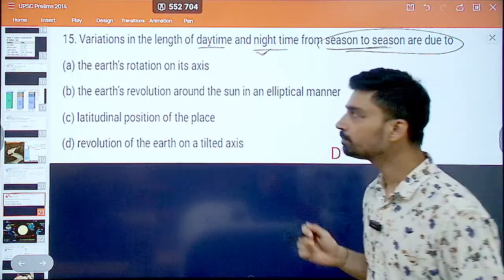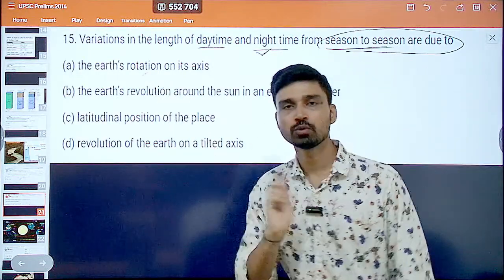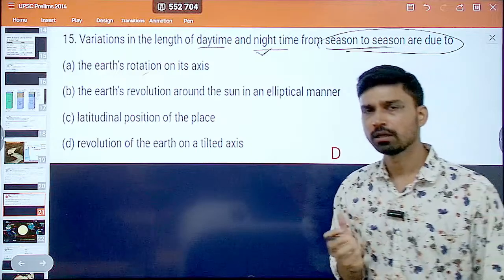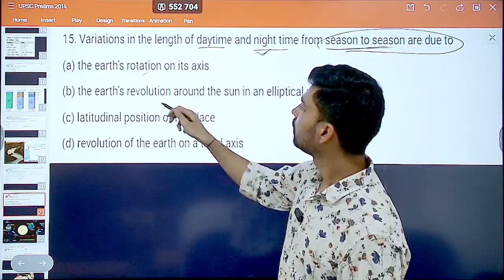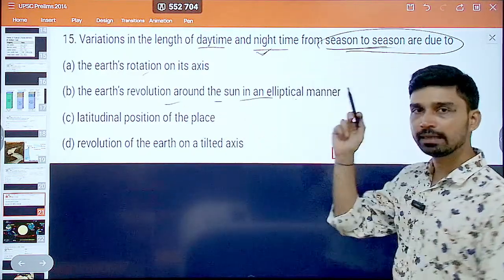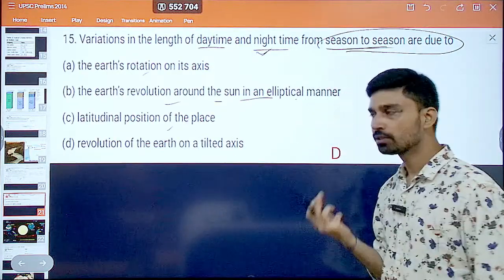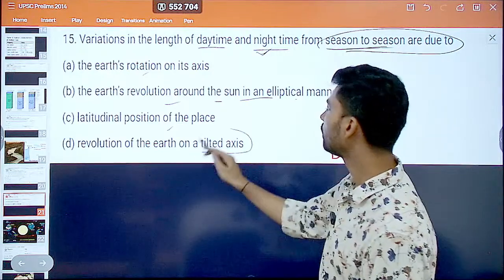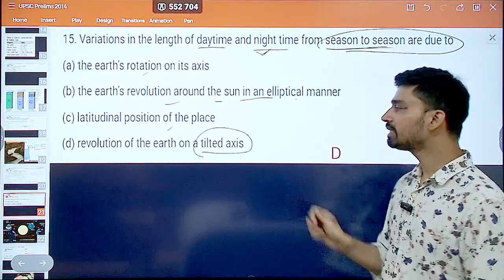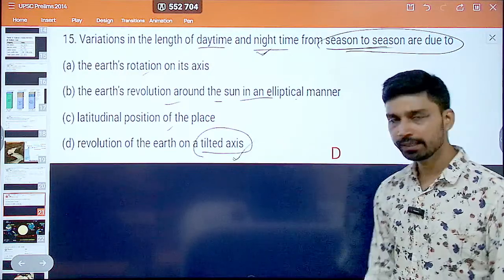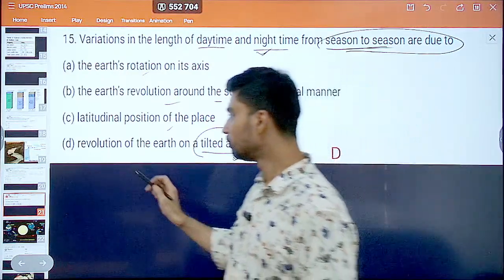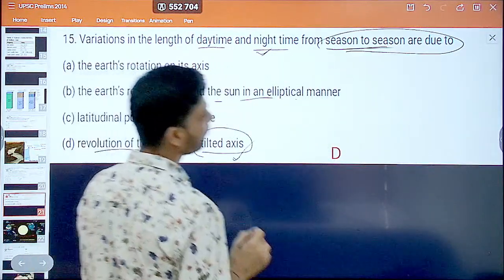4 options are given. First, Earth is rotating on its axis in roughly about 24 hours. Earth's revolution around the Sun in an elliptical manner, latitudinal positions of the place, and the revolution of Earth on a tilted axis. Now, this is a very simple, straightforward question. The correct answer is D, that is revolution of the Earth on a tilted axis.